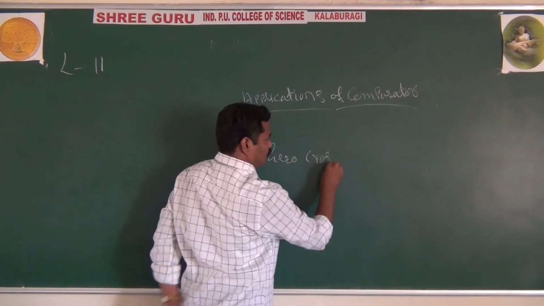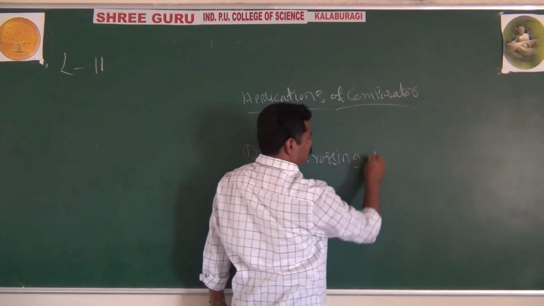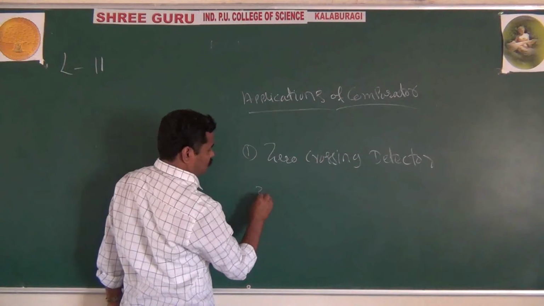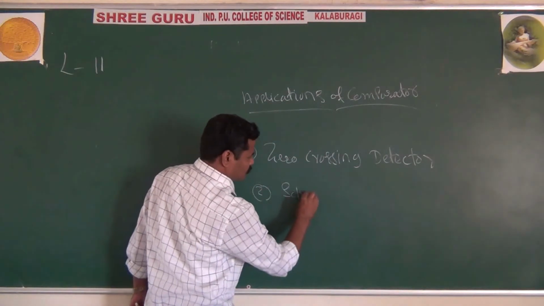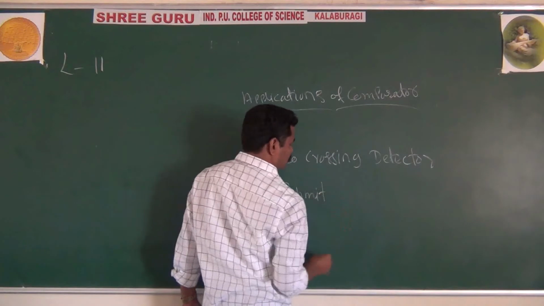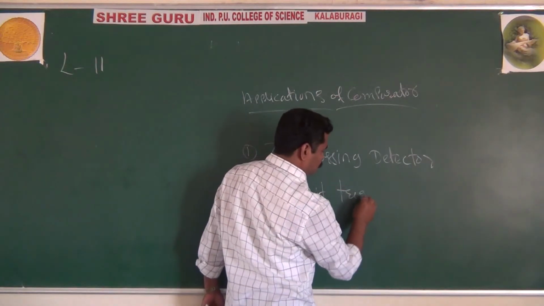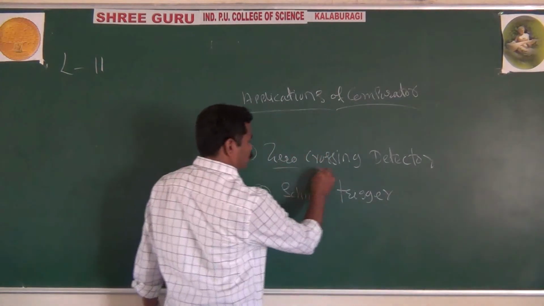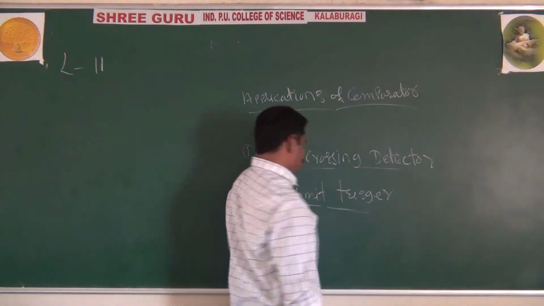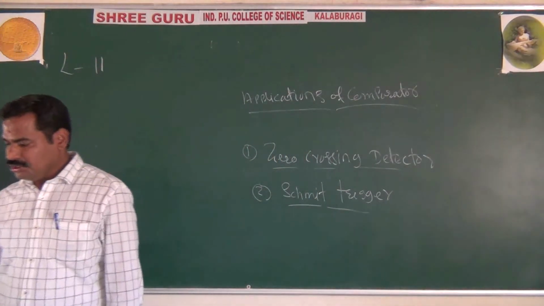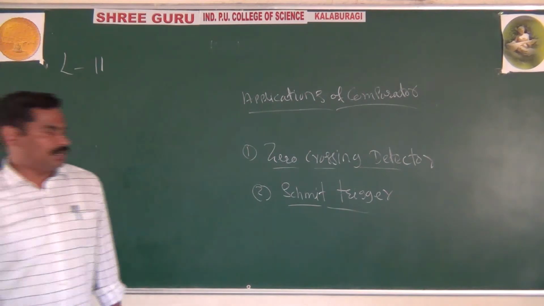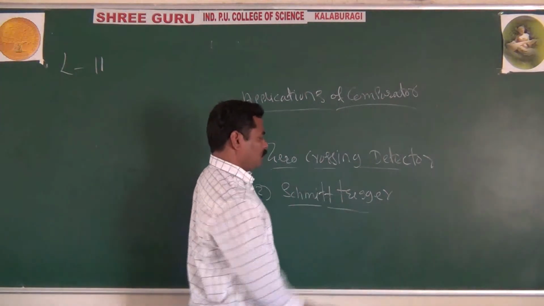Zero crossing detector. And also it is used as a Schmitt trigger. Schmitt trigger. These are the most important applications of the comparator. The comparator is used as a zero crossing detector, and also as a Schmitt trigger.